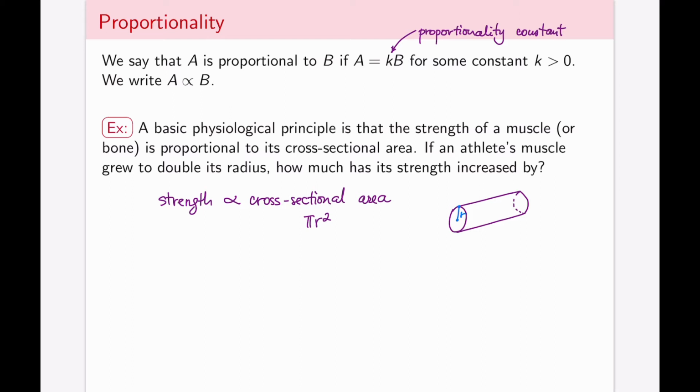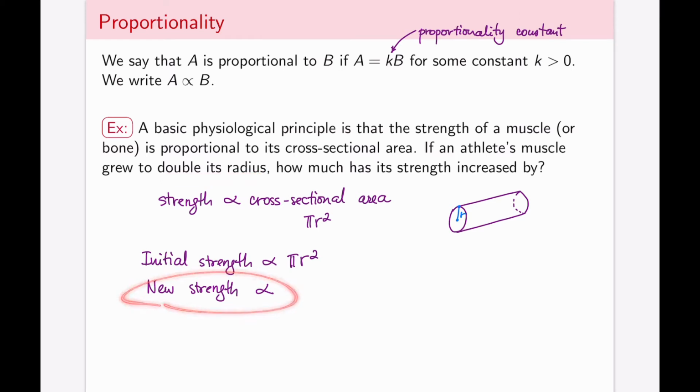Let's call it initial strength. This is not a stretch of imagination. Initial strength is proportional to the initial radius, so pi r squared. What about the new strength? The athlete that we're talking about has clearly been practicing to the point where the new radius is actually doubled. So the new strength will be proportional to the new version of the same formula. So pi r new squared, right? So the new radius of the muscle squared.